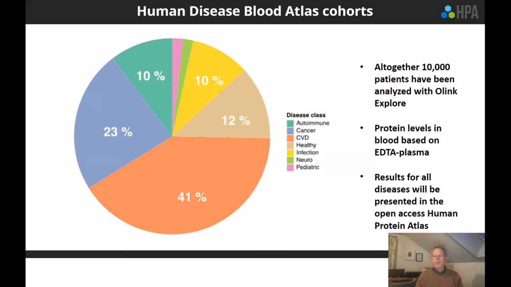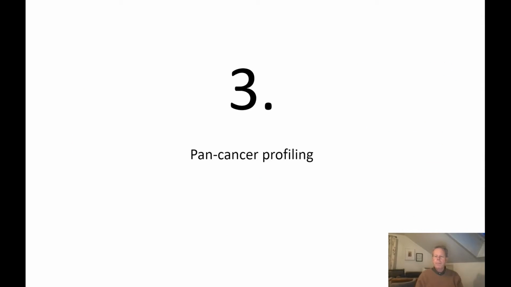This just shows you we have now analyzed about 10,000 patients, and we have determined the blood proteins based on EDTA plasma to be able to compare between the different cohorts. And the results for all these diseases will be presented in the Open Access Human Protein Atlas. I come back to this.